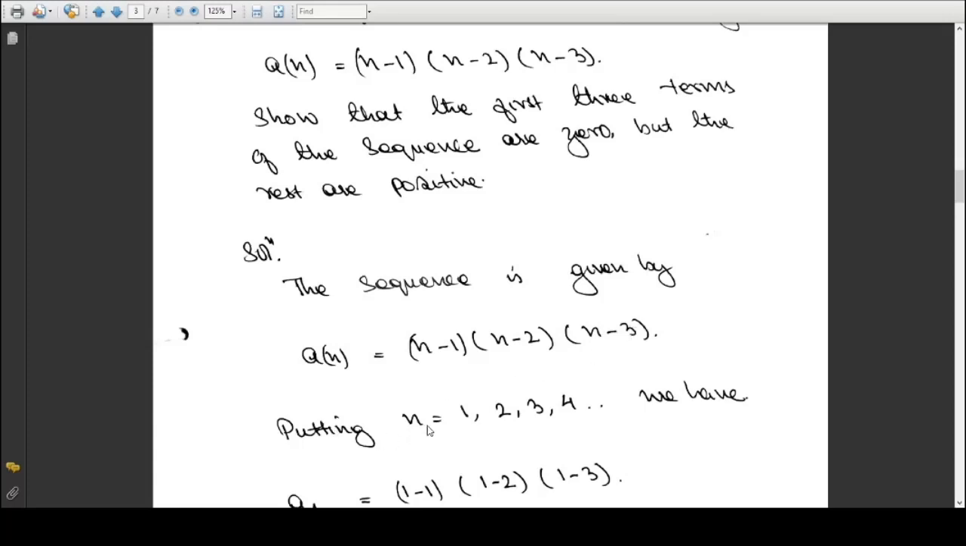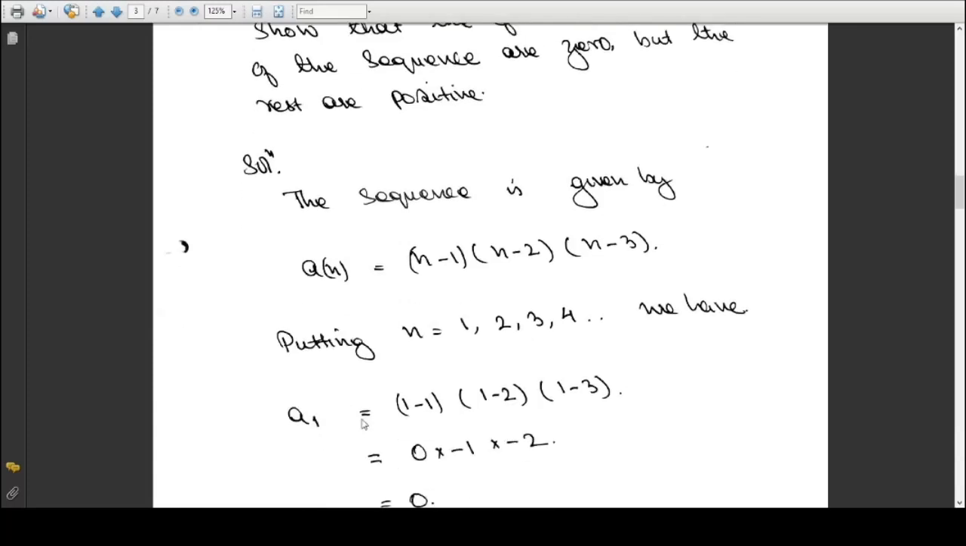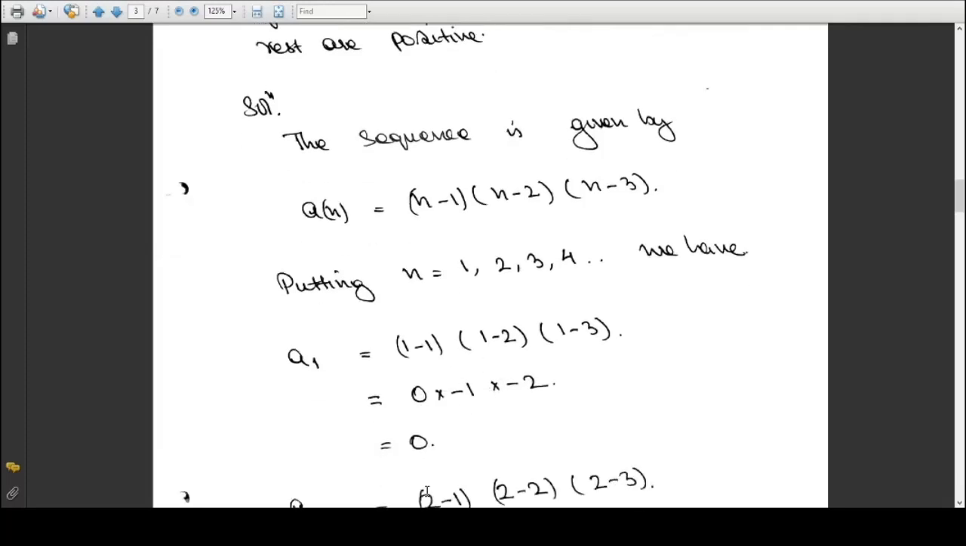Now putting the value of n as 1, 2, 3, the first term, and then 4, we are checking whether putting n equal to 4 gives a positive, negative, or 0 value. Okay, now we have a1, which is 1 minus 1, 1 minus 2, 1 minus 3. 1 minus 1 is how much? It is 0. 0 multiplied with anything will become 0 only, isn't it? 0 with any value will give you 0 only.